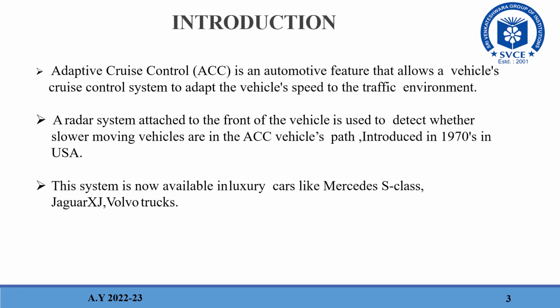The introduction. Adaptive Cruise Control, also called ACC, is an automotive feature that allows a vehicle's cruise control system to adapt the vehicle speed to the traffic environment. The second point is that a radar system attached to the front of the vehicle is used to detect whether slower moving vehicles are in the ACC vehicle's path. This system was introduced in the 1970s in the USA, and it is now available in luxury cars like Mercedes S-Class, Jaguar XJ, and Volvo trucks.